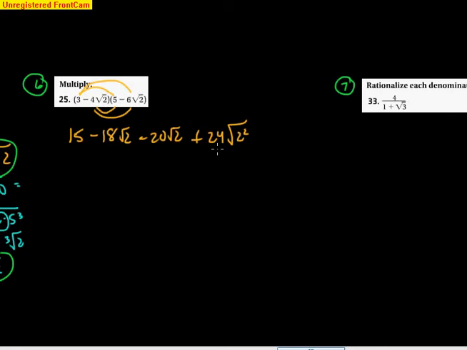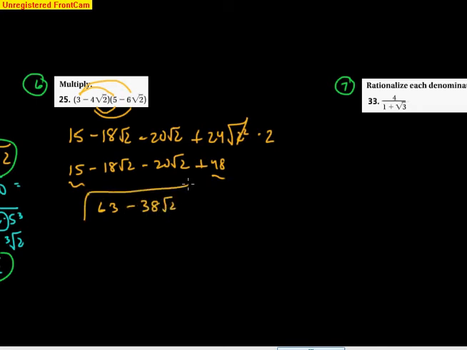Okay? And now, this radical 2 squared is really just a 2. The 2 pops out. So really, I want to rewrite this problem as 15 minus 18 radical 2 minus 20 radical 2 plus 48. 24 times 2. And now we combine. 15 and 48 make a 63. Negative 18 radical 2 and negative 20 radical 2 is negative 38 radical 2. And there's your simplified answer.